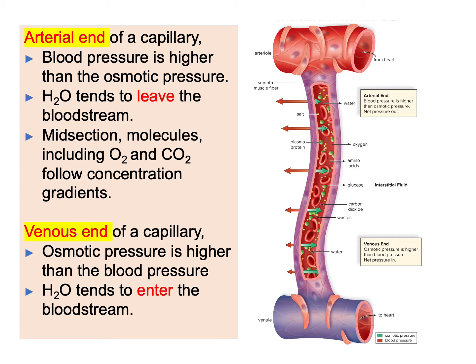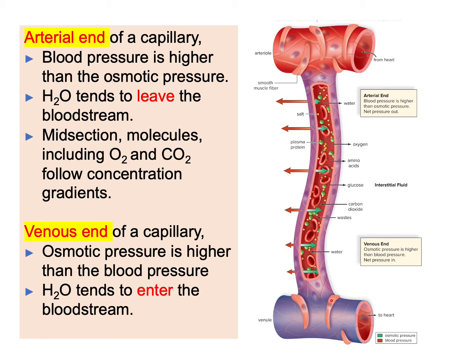The blood pressure is higher than the osmotic pressure. If you see the arrows, the red ones are the blood pressure, and the green ones are the osmotic pressure. So the blood pressure is higher than the osmotic pressure, meaning the net pressure is out. So water tends to leave the bloodstream. Water exits the capillary near the arterial end.